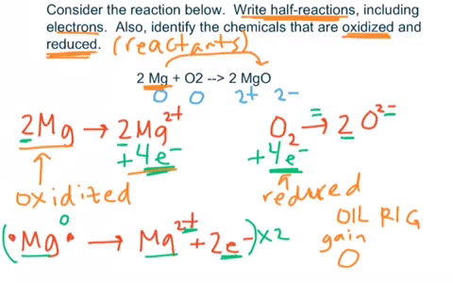Okay, so just to recap, to write those half reactions, first I identified the oxidation numbers. Second, I broke it down by elements. Third, I added and removed the electrons, and those numbers needed to match perfectly, 4 electrons and 4 electrons. One side lost, one side gained, and then finally I was able to identify what was oxidized, what was reduced.